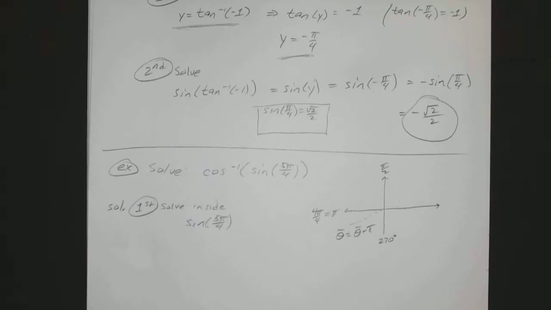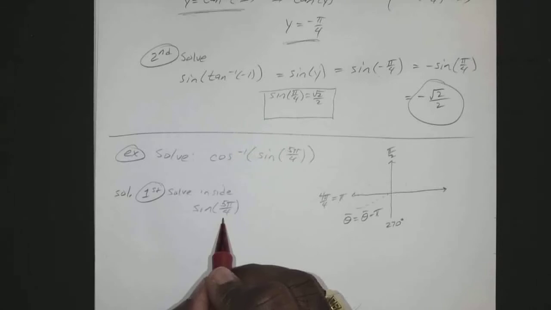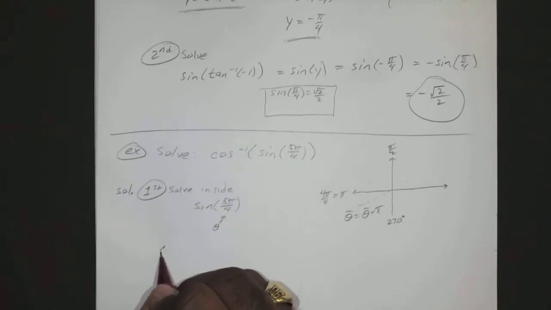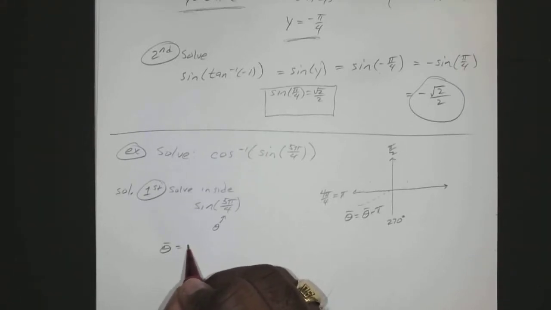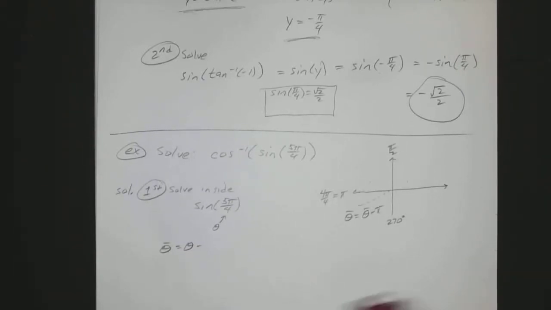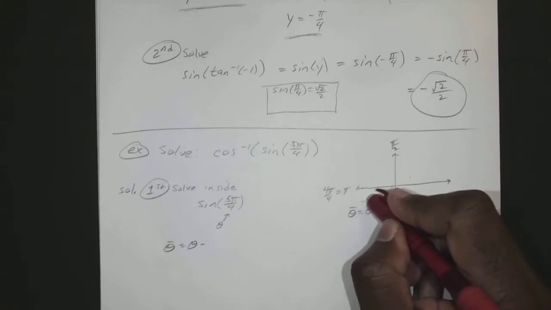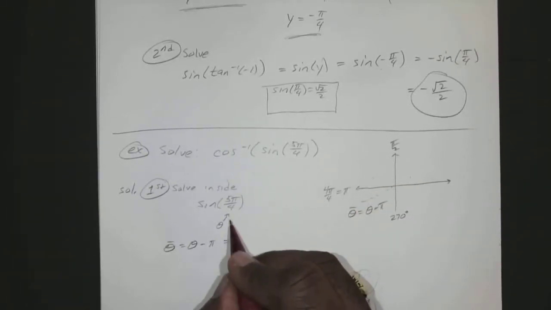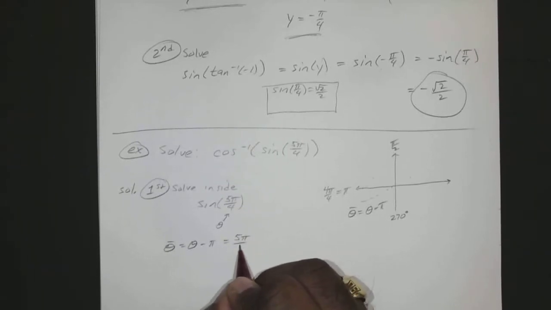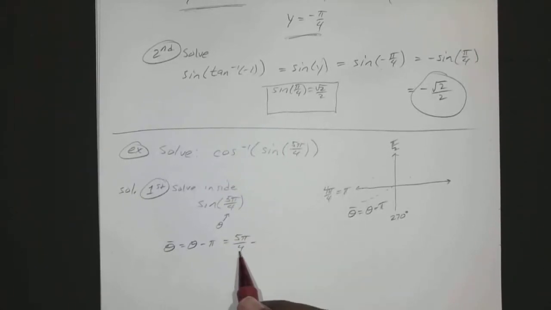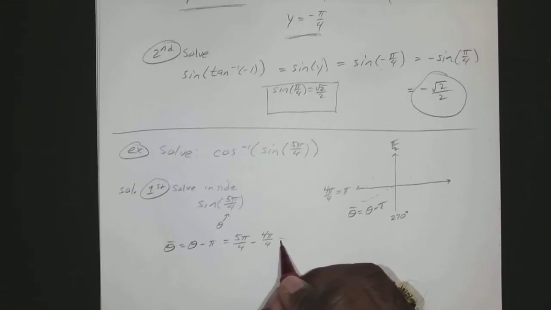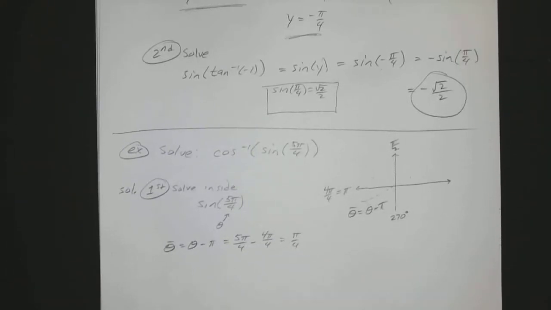Or you can do theta plus pi, same thing, depending on which value you get here. So theta minus pi, here your theta is 5 pi over 4. So your reference angle is just theta minus pi, which is 5 pi over 4 minus pi. Instead of pi, you can put 4 pi over 4, which gives pi over 4.